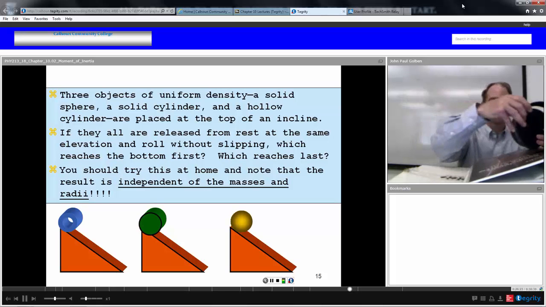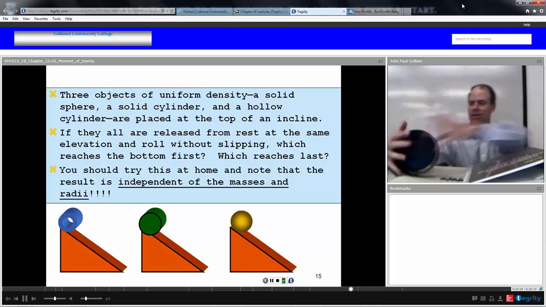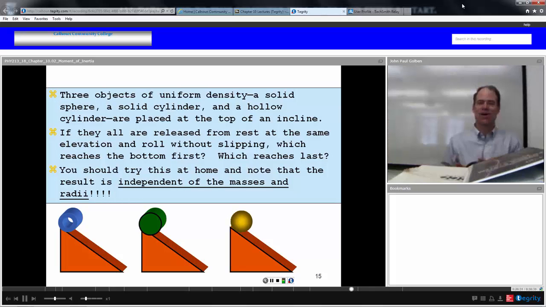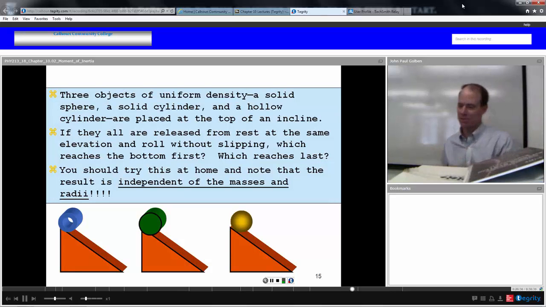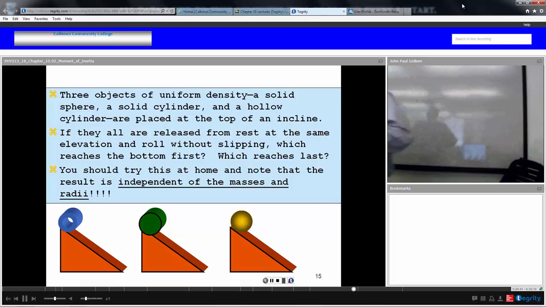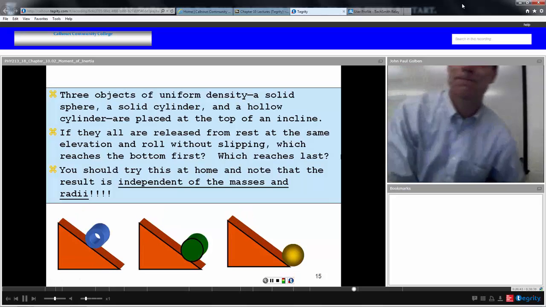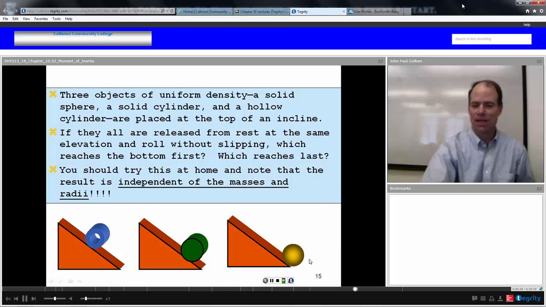I'm not sure this is going to work too well for this very short race as we see here, but we'll try it. All right, hopefully you saw that the cylinder beat the hoop. So we'll go with that. So it would look like this. The cylinder beats the hoop, and if we had a sphere to race as well, that would make it to the bottom before the cylinder. So it goes in ratio of the least moment of inertia to the greatest moment of inertia.